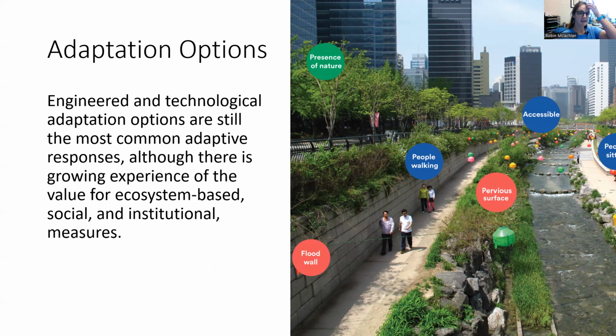So engineered and technological adaptation options are still the most common adaptive responses, although there is a growing experience of the value of ecosystem-based, social, and institutional measures. So typically when we talk about how we are going to adapt to climate change, people think about, well, what physical thing can we build? What can we engineer? What technology should we develop? Less so, but becoming more often, we're thinking about how we can reframe our government, our policy, our healthcare, things like that.